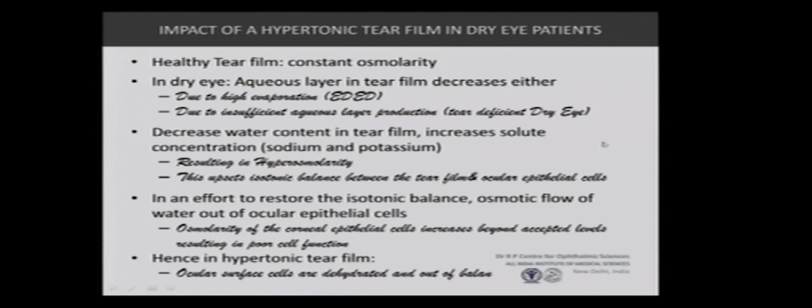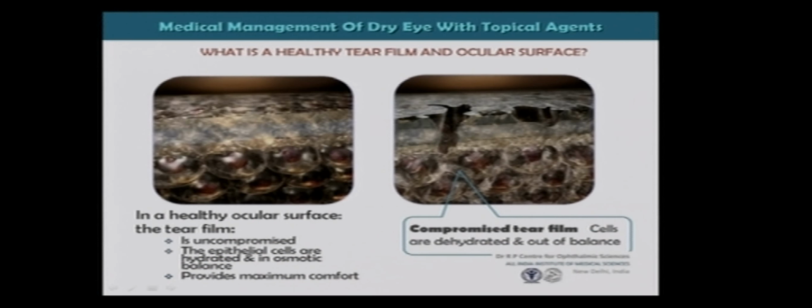But due to lack of time, I'll just go into the diagrammatic representation. This is what a normal ocular surface looks like. And when the tear film gets disrupted, it is going to result in hypertonicity of the tears, and this will cause dryness and desiccation of the tears. When you just give a wetting agent, it perhaps helps to restore.